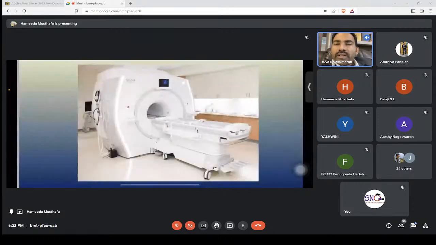So this is the MRI machine. It is almost the same as the CT machine, but here we have a magnetic field instead of X-ray.